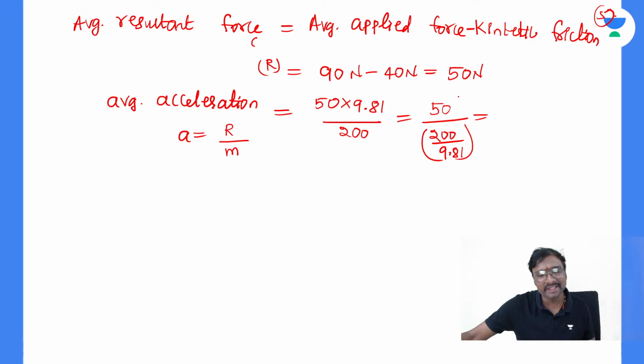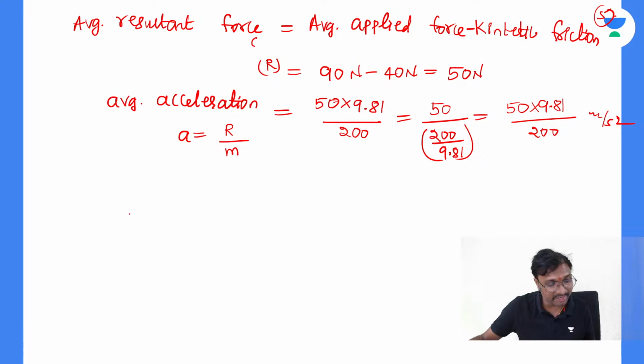So how much are you getting, everyone? That is your acceleration. What is the acceleration? Keep it as it is: 50 into 9.81 divided by 200, in meter per second square. This much acceleration.